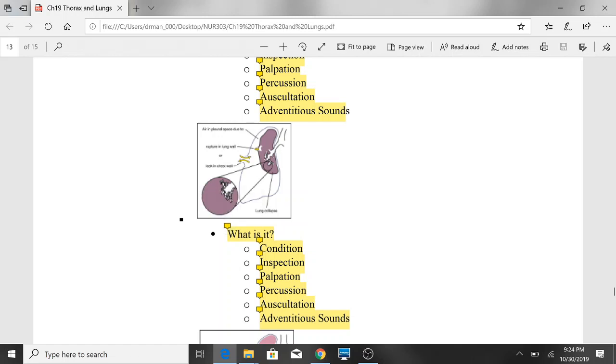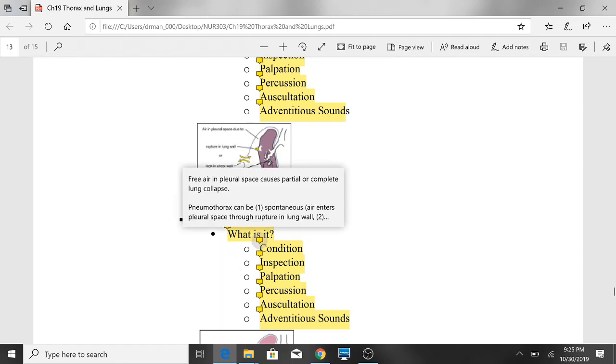What's the condition of pneumothorax? Basically, it's free air in the pleural space that causes partial or complete lung collapse. It can be spontaneous, where air enters the pleural space through a rupture in the lung wall. It can be traumatic, where air enters through an opening or injury in the chest wall. Or tension, where trapped air in the pleural space increases, compressing the lung and shifting the mediastinum to the unaffected side.